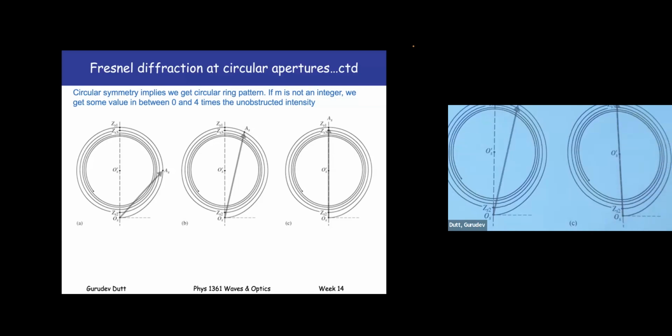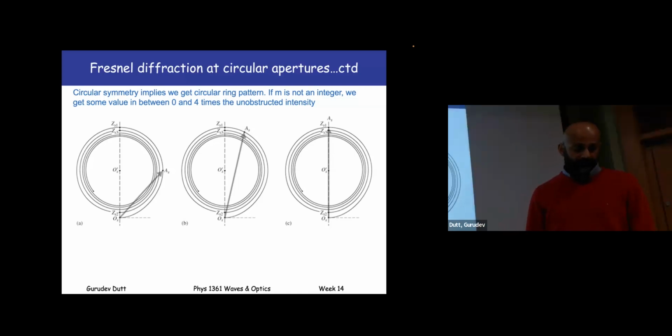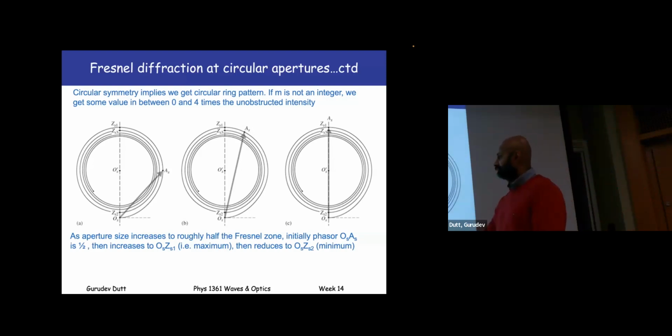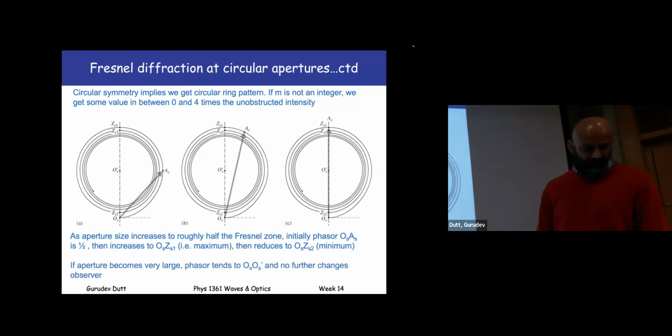So we can use this vibration curve to calculate what the actual field will be and therefore what the intensity will be. Initially, as you can see, if it's roughly half the Fresnel zone, we'll get half OS AS, and then it increases to OS ZS1, which is the maximum value, and then reduces to OS ZS2, which is the minimum value, and there are 2 Fresnel zones, for example, and so on and so forth.